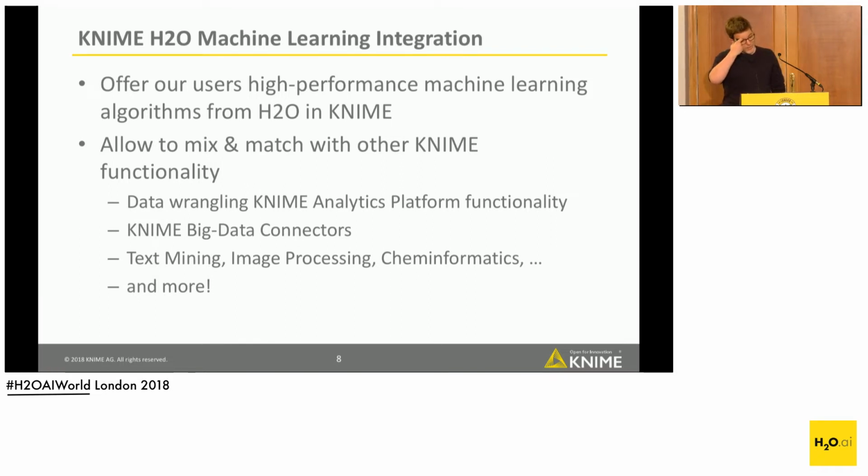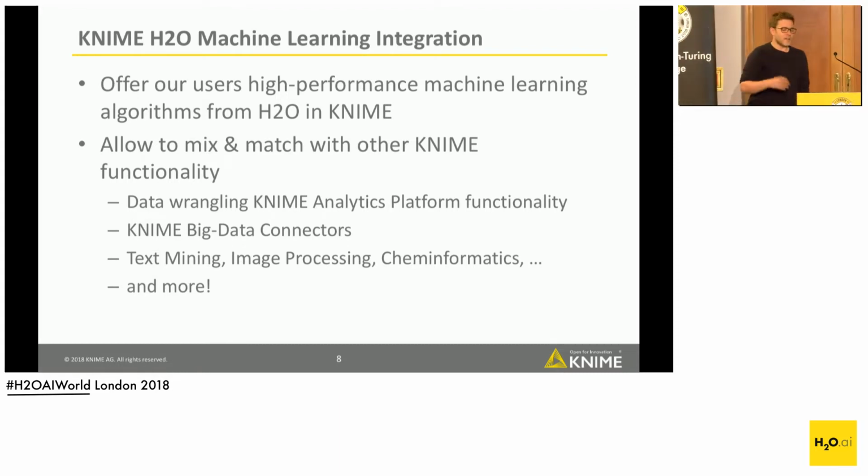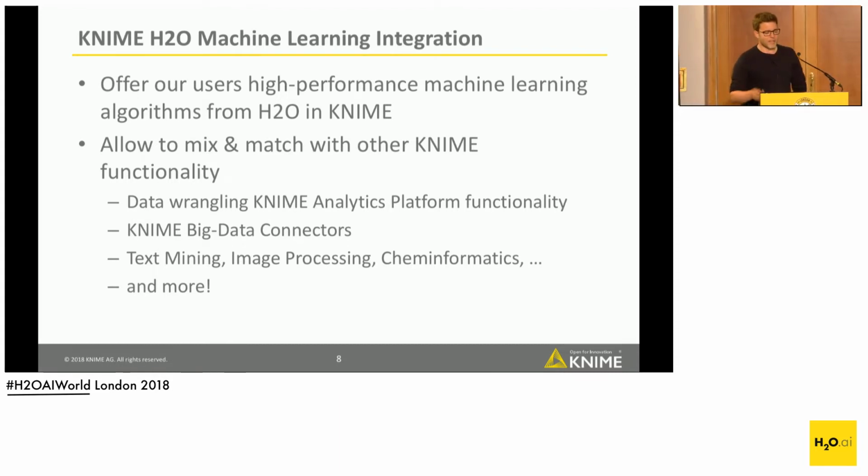The good thing about having H2O in KNIME and using it in KNIME Analytics Platform is that you can mix and match H2O functionality directly with all the KNIME functionality, right? You can do the data wrangling, data cleansing, data access, data prep in KNIME Analytics Platform. Then you can reach out to all those big data environments, pre-process the data as needed, do text mining, image processing, cheminformatics, and more. And then as soon as it comes to machine learning and the interesting pieces, you can reach out to H2O and let H2O do its magic.